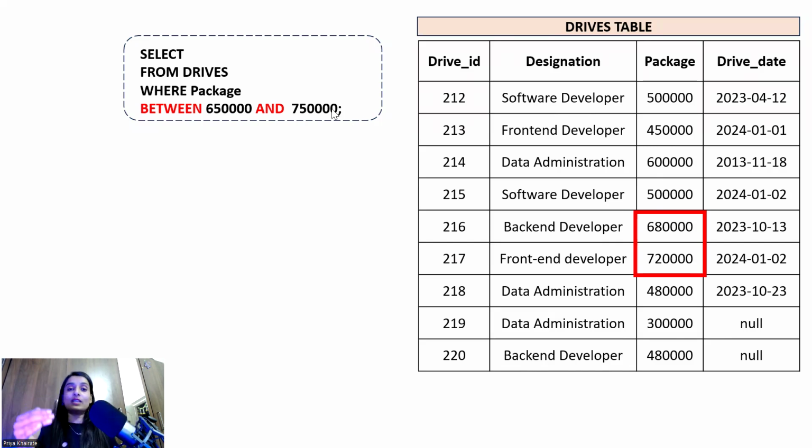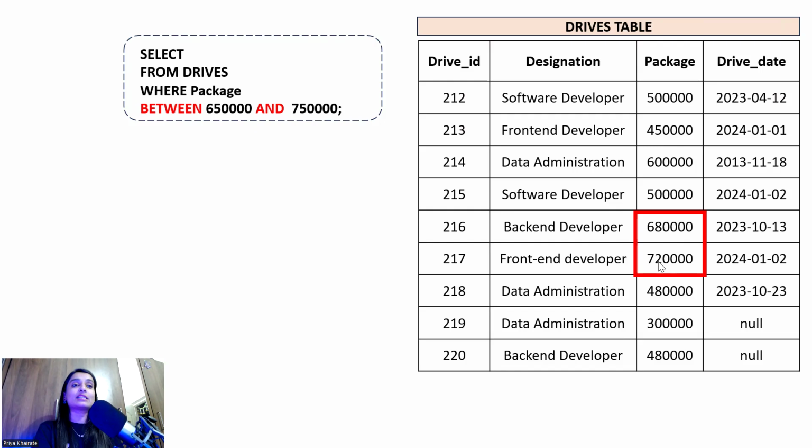Yes. If someone is asking you, 3 is in between 2 and 6. Is that correct? Yes. After 2 only 3 will come. So 4 is also in between 2 and 6. 5 is also in between 2 and 6. So check whether it comes between this range or not.